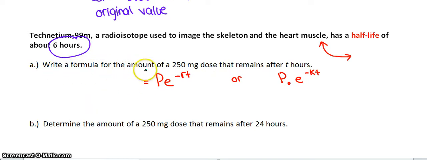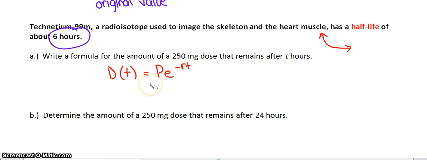It says write a formula for the amount of a 250 milligram dose that remains after T hours. So if we're talking about dose or we're talking about technetium, call the function whatever you want. So I'll do D for dose because I don't want to do T of T again. That wasn't fun. Okay, so your goal is to write a formula that remains after T hours. So with that said, at the end of this, you should have D of T only in terms of T, which means that I need to fill in my R and I need to fill in my P. Okay, my P is my initial amount. So what I'm starting with is 250 milligrams.